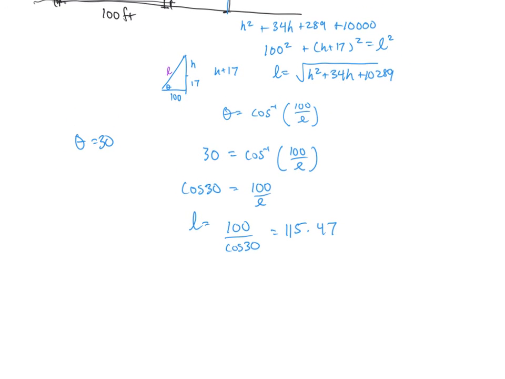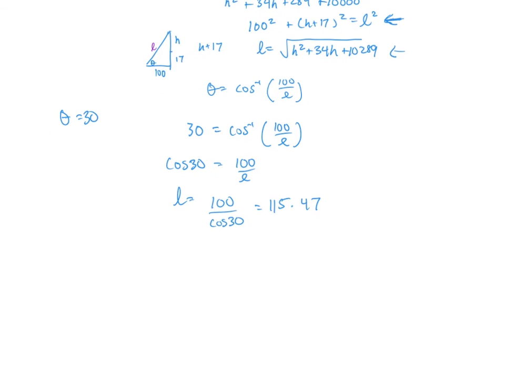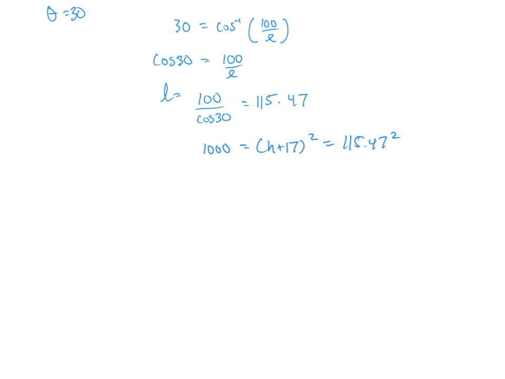Now I can plug this back in. I don't really want to work with this equation. I'd rather work with this equation right here. So now I'm going to plug it into that one. So (H plus 17) squared plus 10,000 must equal 115.47 squared. Square that. 115.47 squared gives me 13,333.32. This is a plus. This is 10,000. Apologize for that.